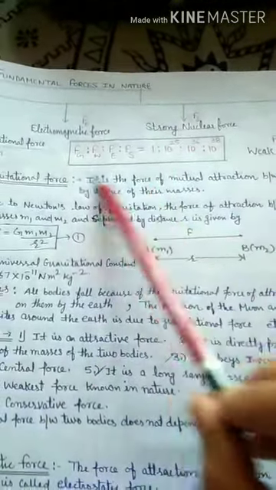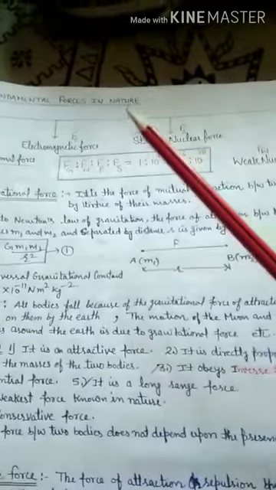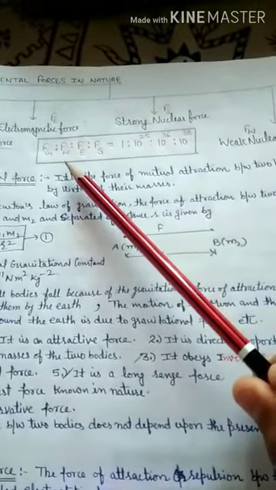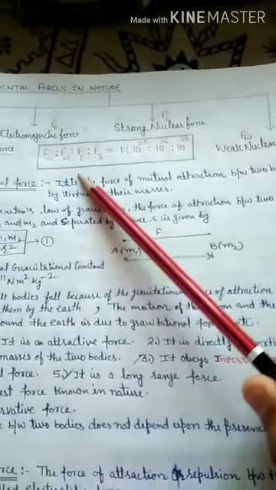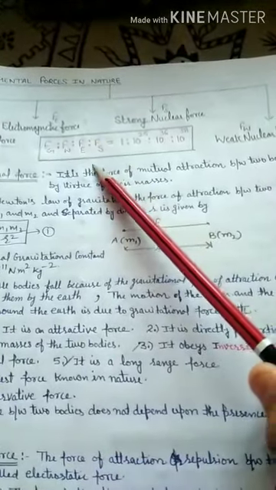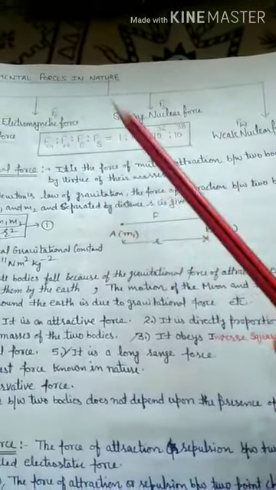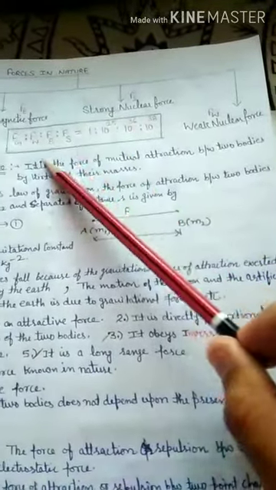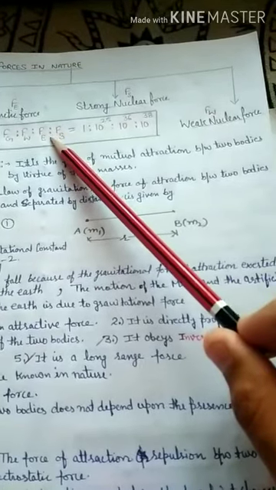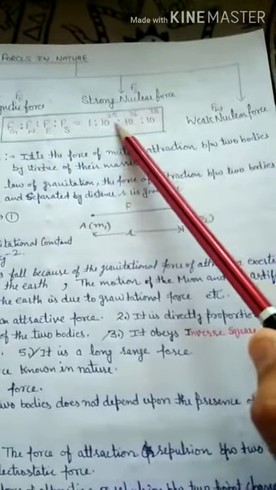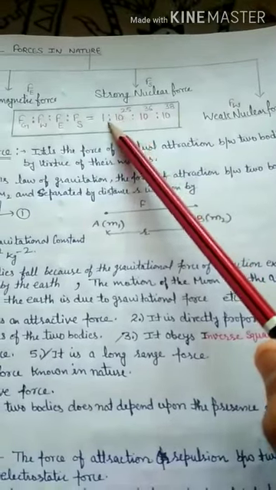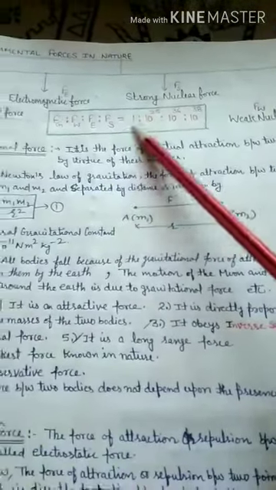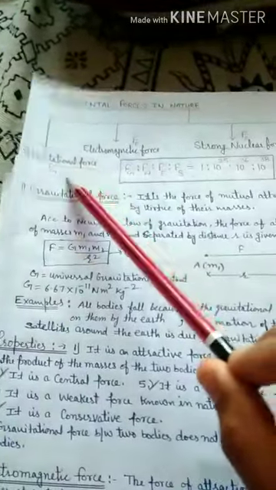This expression gives a relation between the gravitational force, weak nuclear force, electromagnetic force and strong nuclear force. What is that? The strongest force in nature is the strong nuclear force. Then next is electromagnetic, next is weak nuclear force, and last is gravitational force. Now first of all we will discuss gravitation and electromagnetic force, turn by turn.